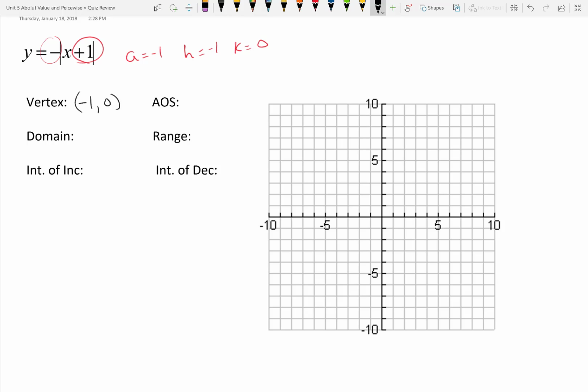So if we go ahead and plot that point, -1, 0, I'll do this in blue. There's our vertex at -1, 0. Now, to plot the absolute value function, I'm going to take a. So in this case, again, a equals -1. So on the right-hand side, my slope will equal -1. So when I go to plot a couple of extra points here, I'm going to go down 1 over 1 rather than up 1 over 1 because my slope is negative.